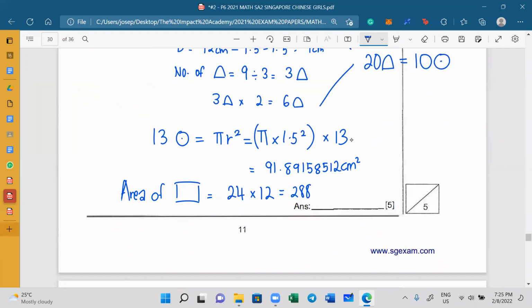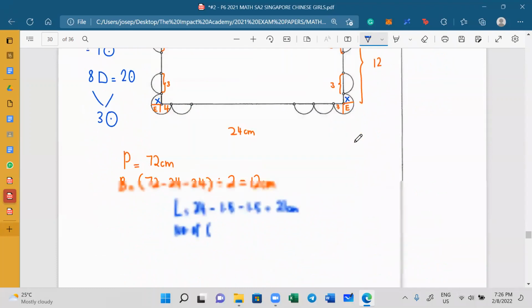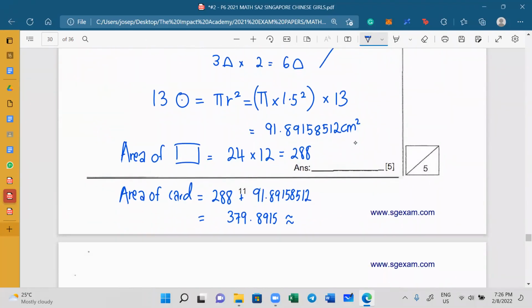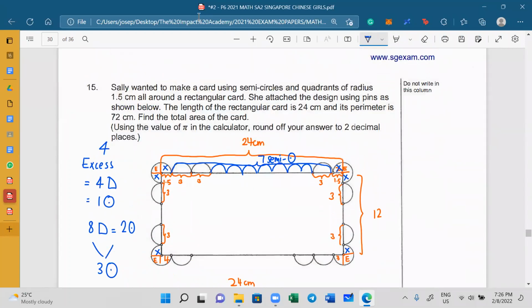All right, so to find the area of the card, you write down area of card is equals to 288 plus 91.89158512. I will get to my answer 379.8915. When you round this off, what is it that they wanted you to round off to? 2 decimal places, correct? So 2 decimal places, it will be 379.89 centimeter square. And this is my answer for question number 15 of 2021 Singapore Chinese Girls School.